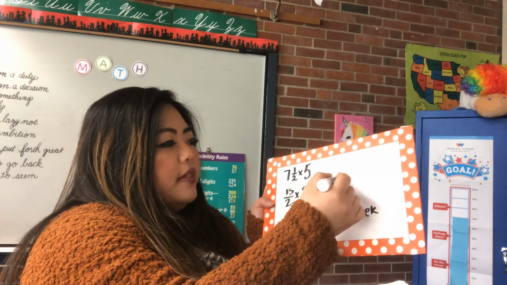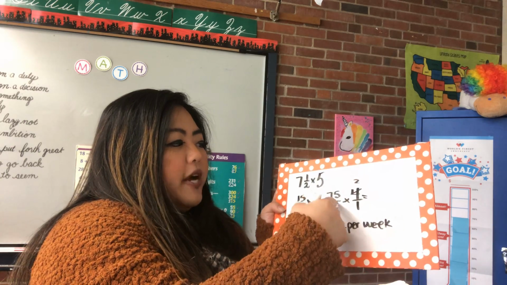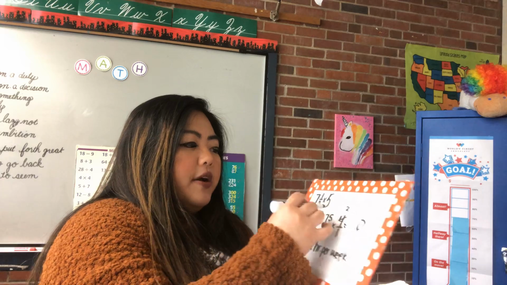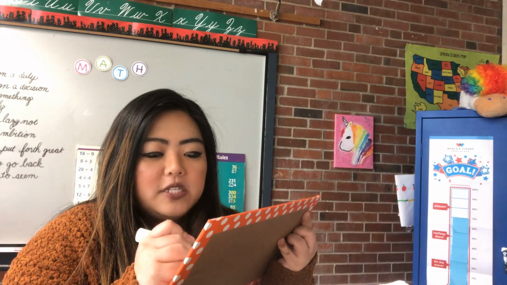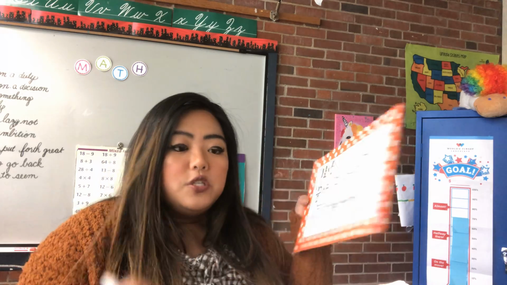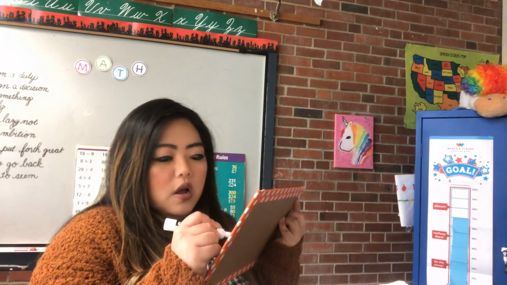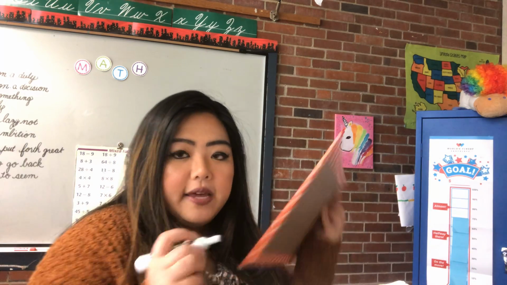Cancel the 2 and the 4 to 1 and 2. And then multiply across. 75 times 2. 5 times 2 is 10. Carry the 1. And 7 times 2 is 14. Carry the 1. And it's 150. So she works 150 hours in 4 weeks. Good job. You got that. 150 hours in 4 weeks.